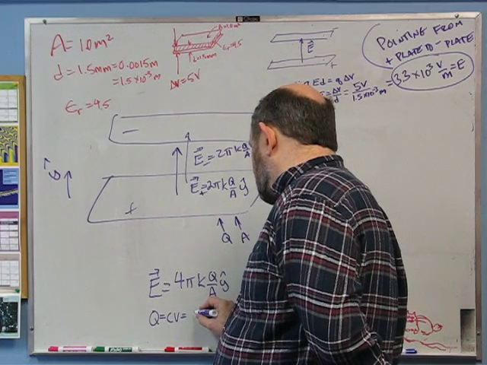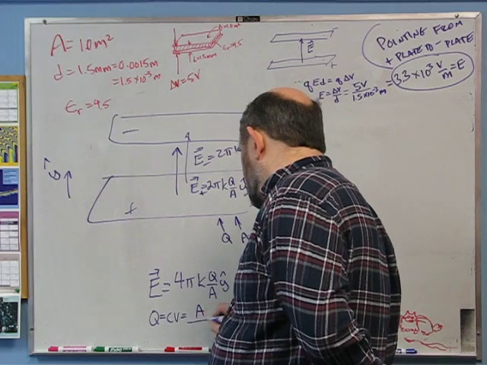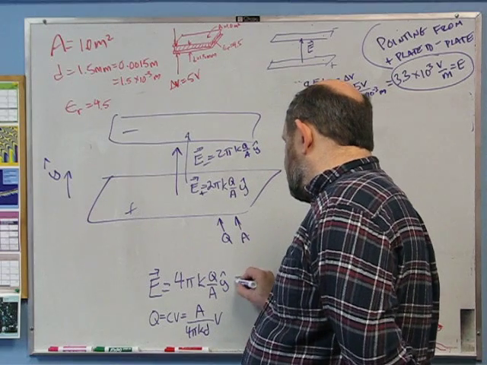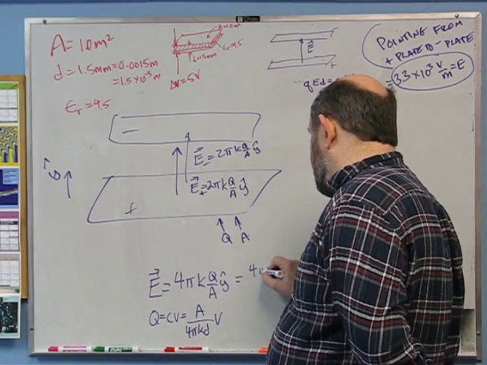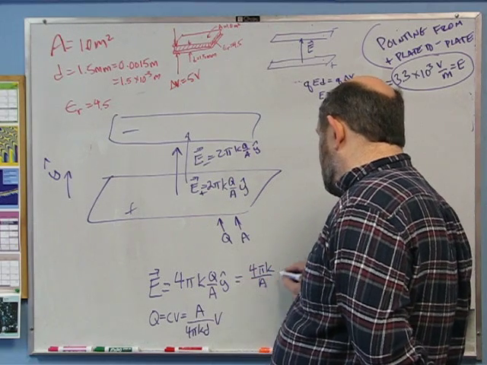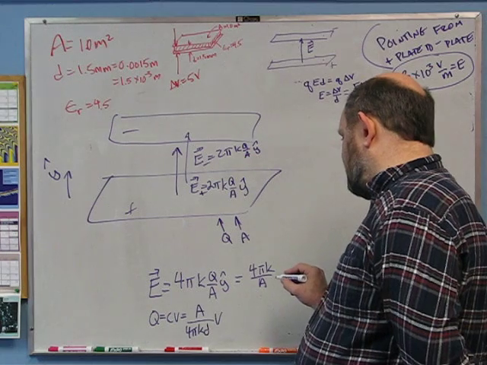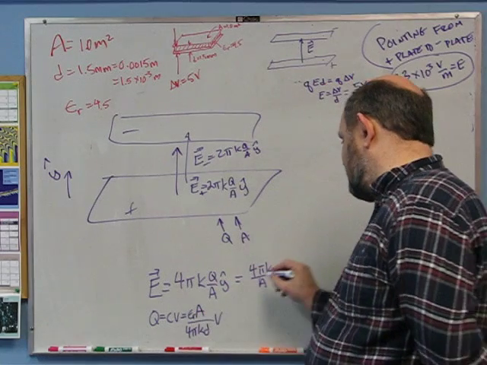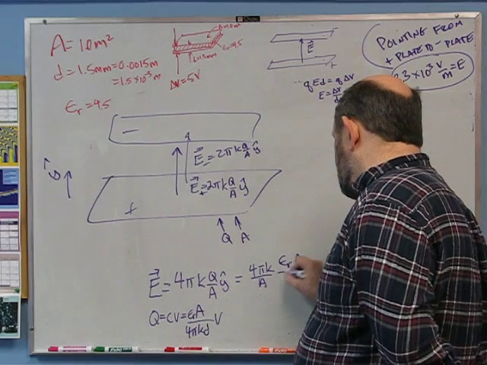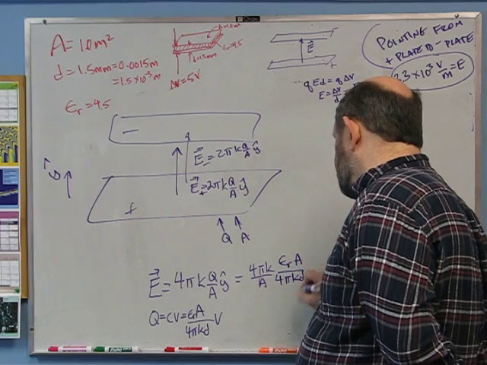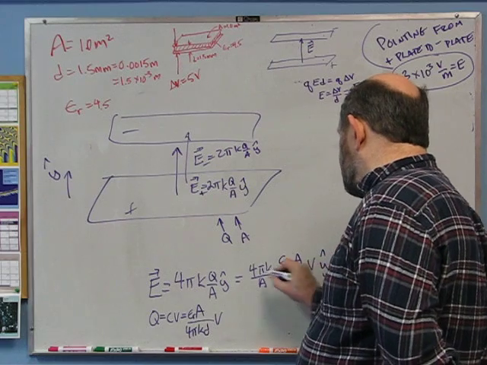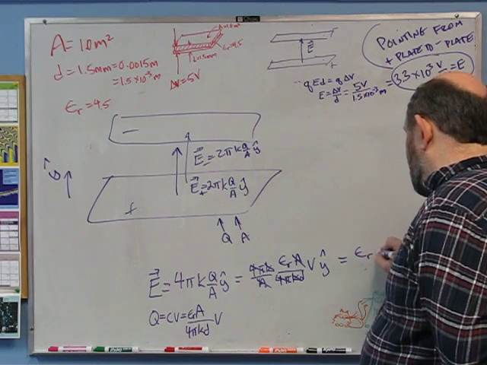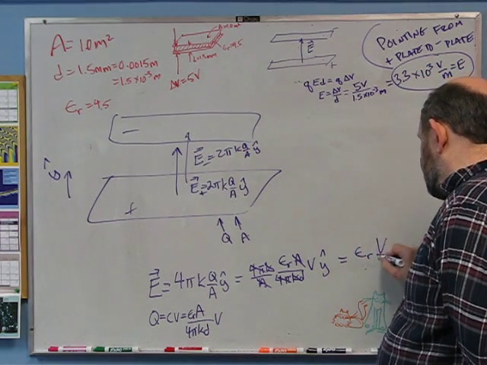So C for a parallel plate capacitor is A over 4 pi k d, times V. So I can substitute that in, and I will get 4 pi k over A times Q, which is, I left off that epsilon r, of course, which is part of the capacitance, and that's very important here, times epsilon r A over 4 pi k d times V y hat. But now, hey, check this out. 4 pi cancels 4 pi, k cancels k, A cancels A, and I'm left with epsilon r V over d y hat.